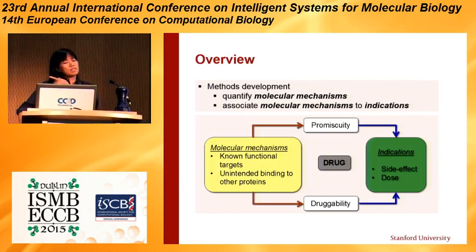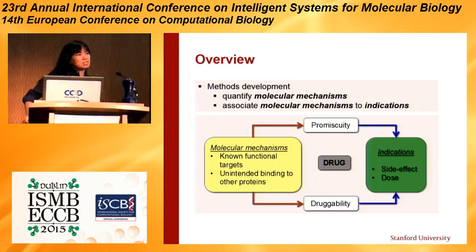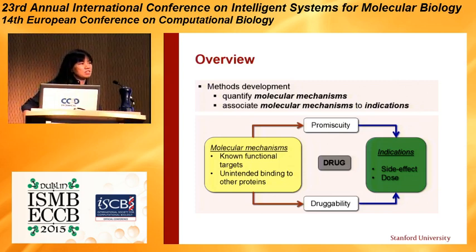So for this, we expect to have a large or complete data set where the experimental assays are available. An ideal way is we have a complete matrix between the drugs and all the human proteins. However, such things are not available. So we developed a computational method to calculate the two terms based on limited resource of the experimental data, the promiscuity and the drugability. From there, we associated the two molecular mechanism terms to drug indications. Here we analyze the side effect and the dose.